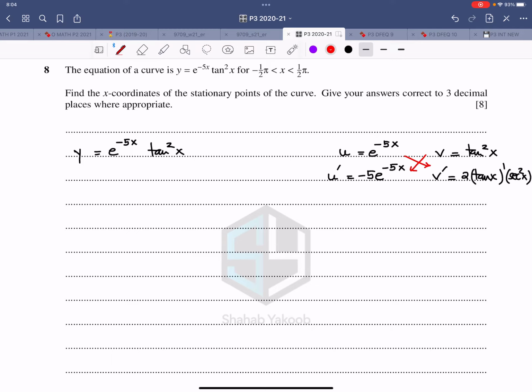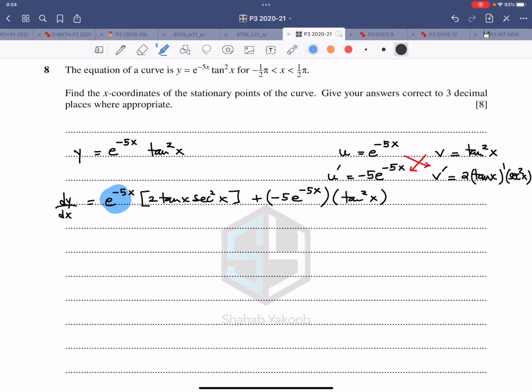So this is dy by dx equals e raised to power of negative 5x, and in bracket we have 2 tangent x sec square x, and minus 5 e raised to power of minus 5x in brackets multiplied with tan square x. What can be taken common? Let me highlight what can be taken common. I can take e raised to power of minus 5x common. I can take tangent common. So there is a square, so take care of that.